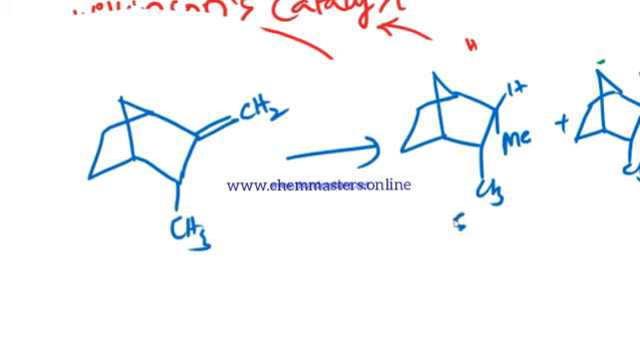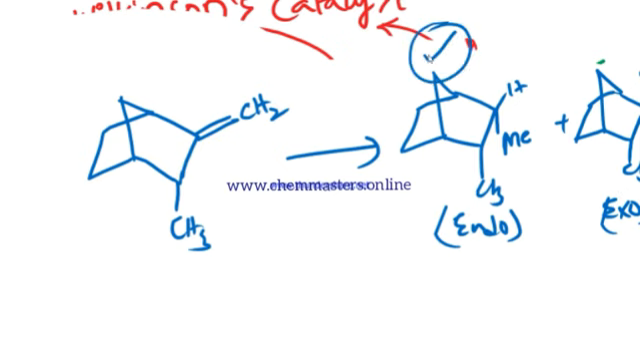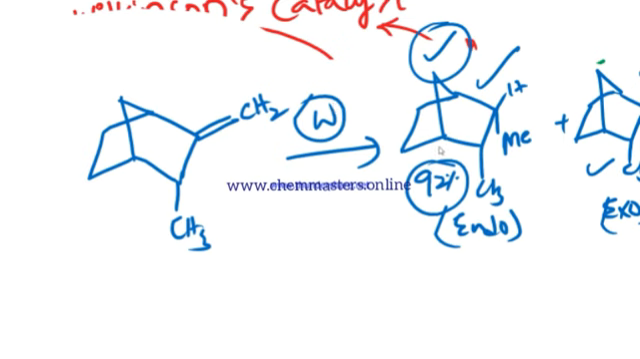The first one is the endo product and the second one is the exo product. Which is the major product here? Simply, the endo product is the major product with high selectivity. Nearly 92% yield is observed for this endo product when compared with the exo product. So the reason for the high selectivity of the endo product is a steric factor.